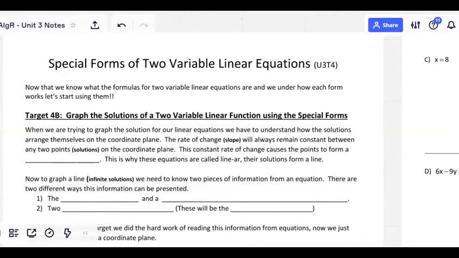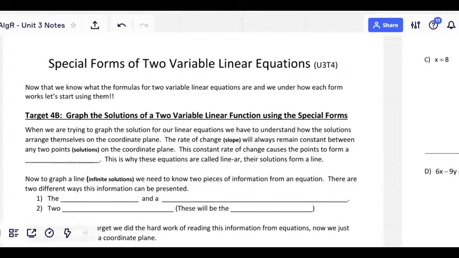Hello, Algebra 1 students. This is your last set of notes for the school year. We are almost done. Previously, in our last target 4A, we had learned about the special forms of linear equations and pulling out all of the important information from those linear equations. And now we're going to be using that information to graph these linear functions.